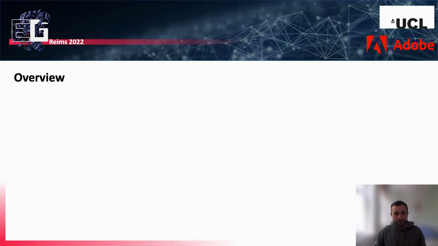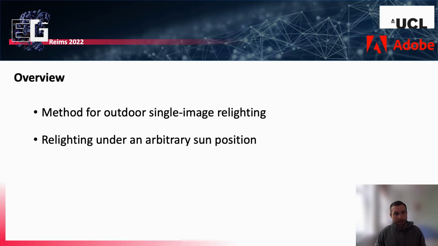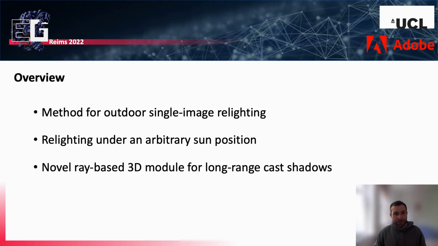As an overview, we present a method for outdoor single image relighting. We can achieve relighting under any arbitrary sun position. This is achieved through a novel ray-based 3D module, which can be used to account for long-range cast shadows.